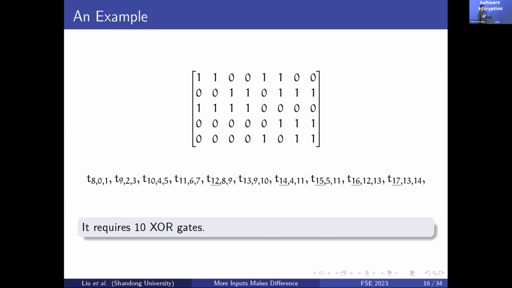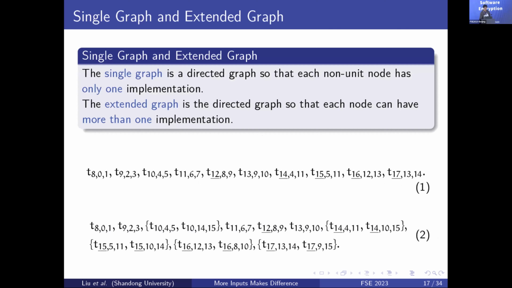And we will use the example to show our technique. First, we introduce two definitions. The single graph is a directed graph in which each non-unit node has only one implementation. The single graph, like equation 1, is the implementation used in hardware to implement the linear layer. Another definition is the extended graph. In the extended graph, each node can have more than one implementation, like equation 2. We can see node 10 is the sum of node 4 and node 5, or the sum of node 14 and node 15. So it cannot be used in hardware, but we will use it to optimize our implementations.